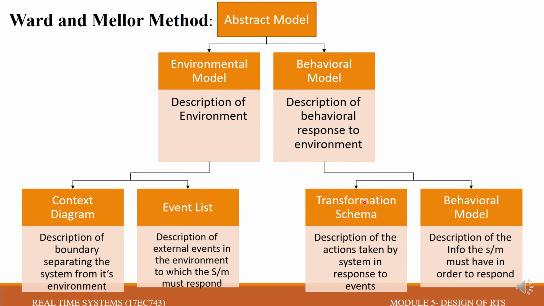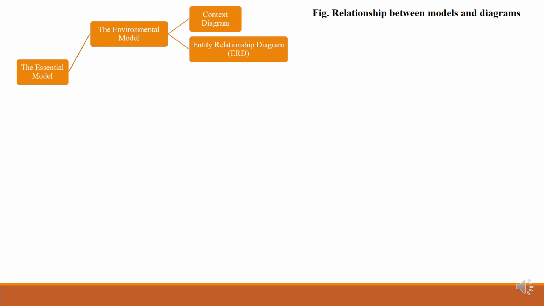There are two categories here: transformation schema and behavioral schema. When we say transformation schema, it gives the descriptions of the actions taken by the system in response to the events. Basically, we have two levels of transformation schema, that is level 1 and level 2. We will be understanding that in detail. And we have a behavioral model, which gives a description of the information the system must have in order to respond.